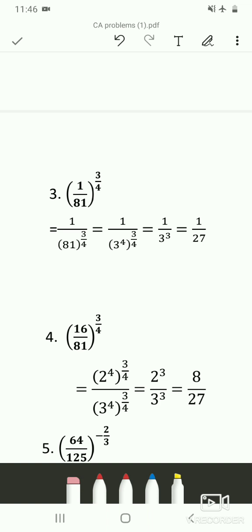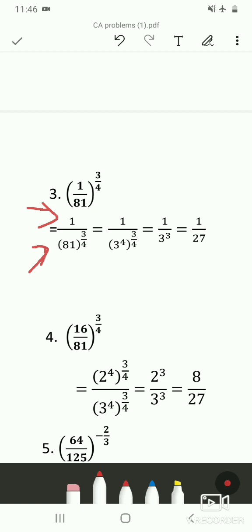Okay, the third problem is 1 upon 81 whole raised to 3 upon 4. So in this problem we use the fifth law, that is a upon b whole power m can be written as a power m upon b power m. So we know that 1 raised to anything is always equal to 1. So a power m, that is 1 raised to 3 by 4, is nothing but 1. So in the denominator we have written b power m, that is 81 raised to 3 by 4.